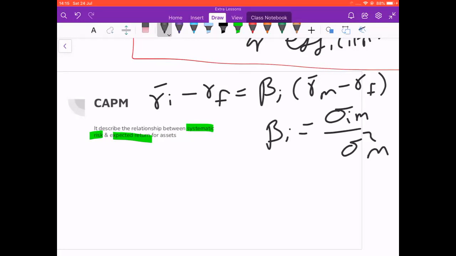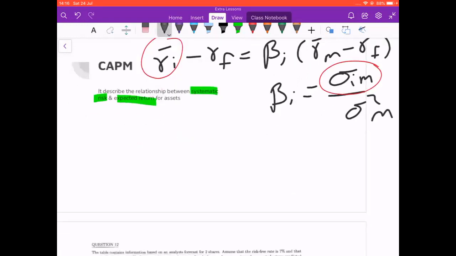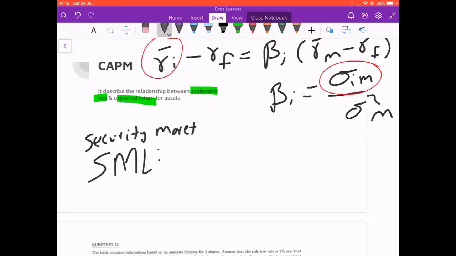As you can see, there is a linear relationship between your returns as well as your covariance, right? The line which we are going to use to describe CAPM is called the security market line. So this one is basically a graphical representation of CAPM.